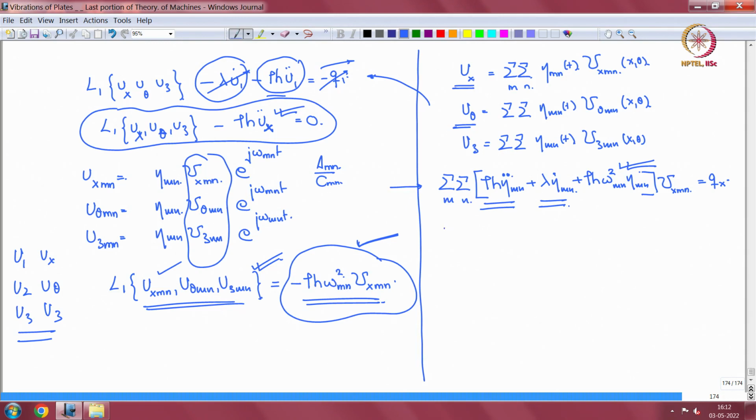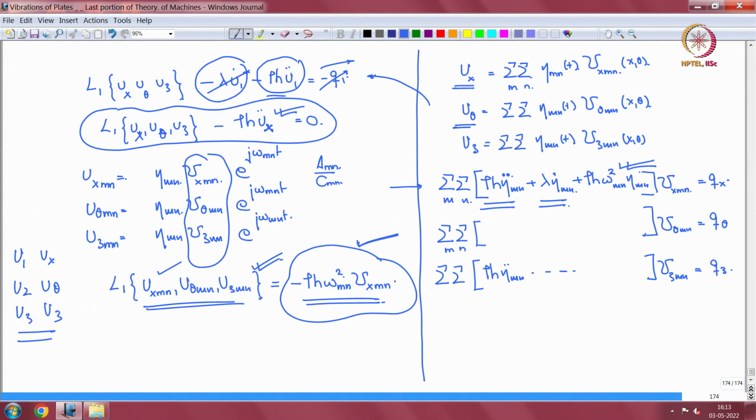Similarly, the second equation will take the same form, here with u theta mn equal to q theta. The third equation will take rho h eta mn double dot etc., the same, but with u3 mn equal to q3.